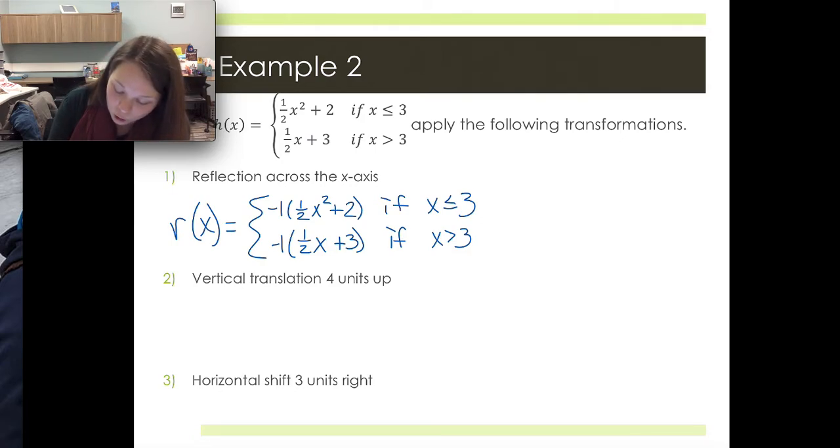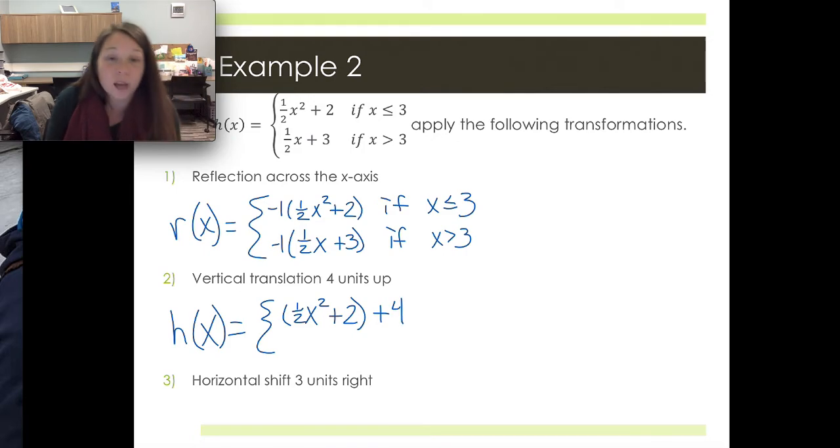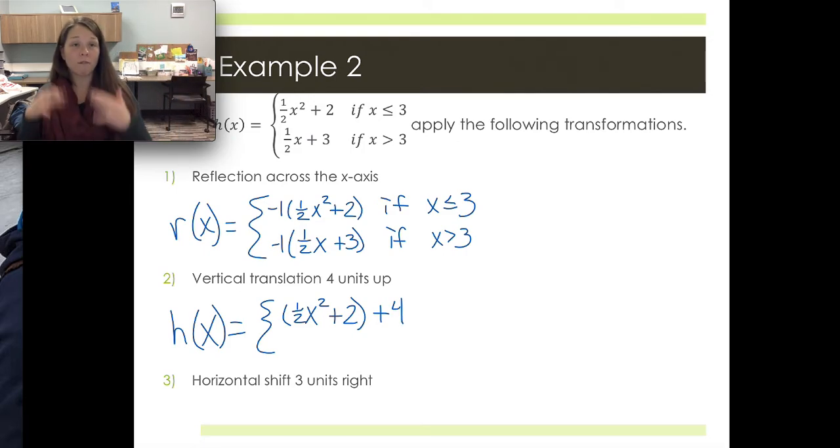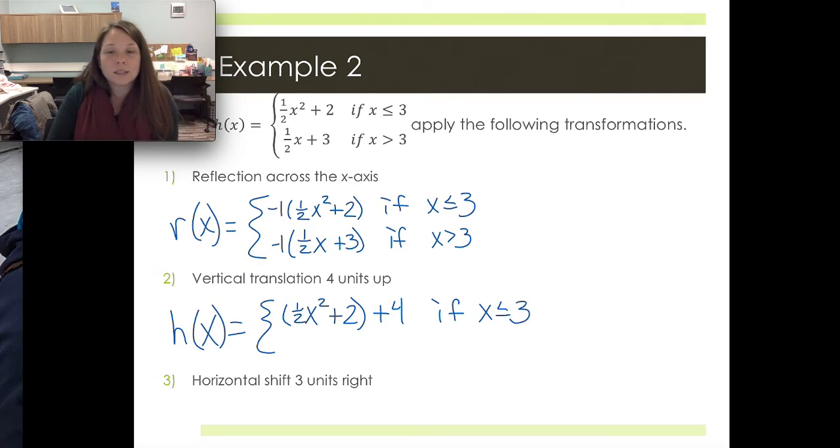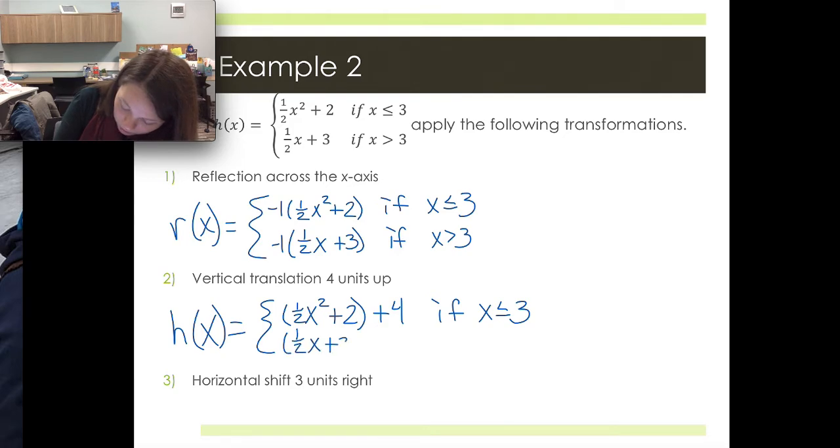Looking at the next one, it's a vertical translation up 4 units. Well, again, this is vertical, so that means it's going to happen outside of any grouping symbol or outside of the original function. So I'm just going to say plus 4 in the end, because moving the graph up or down is a number added or subtracted on the end of the original function. Again, this is vertical, so it does not affect the interval in the end, so it's still x is less than or equal to 3. For the next one, I'll end up with 1/2 x plus 3, and then plus 4 on the end, and that is still if x is greater than 3.